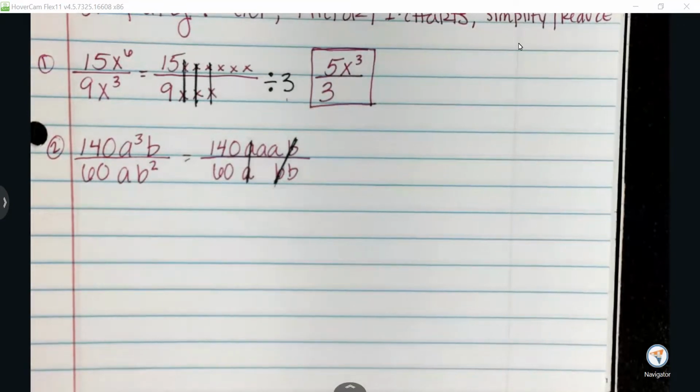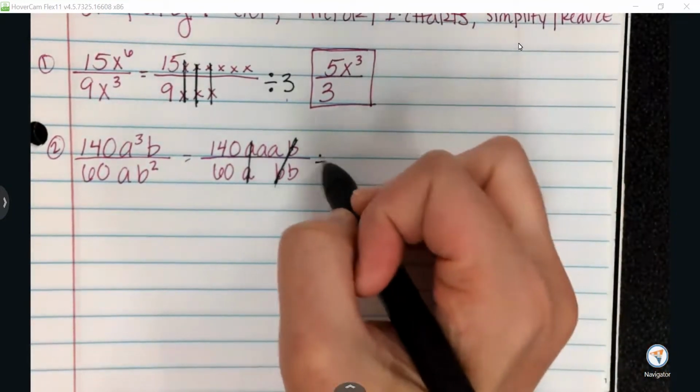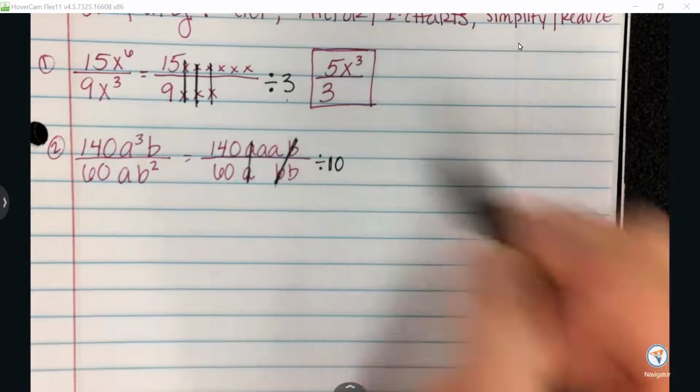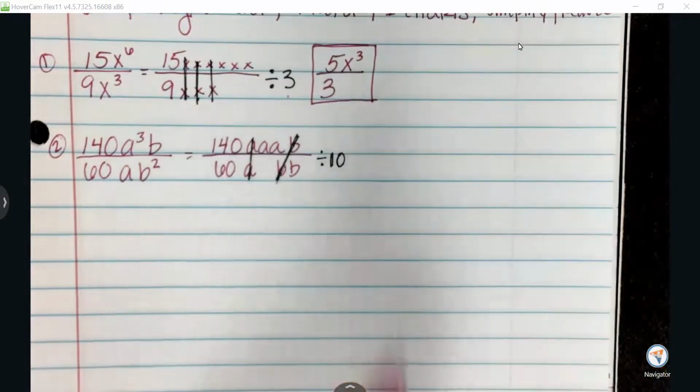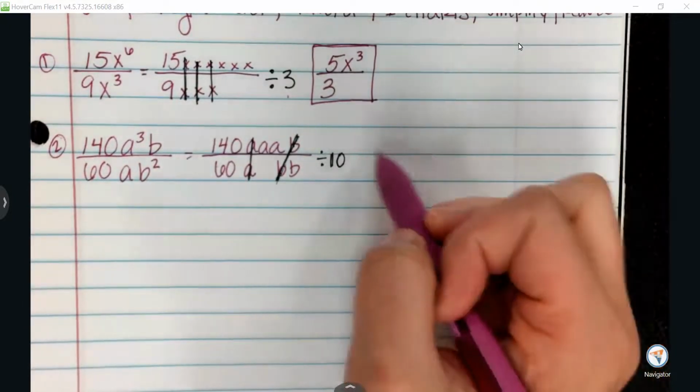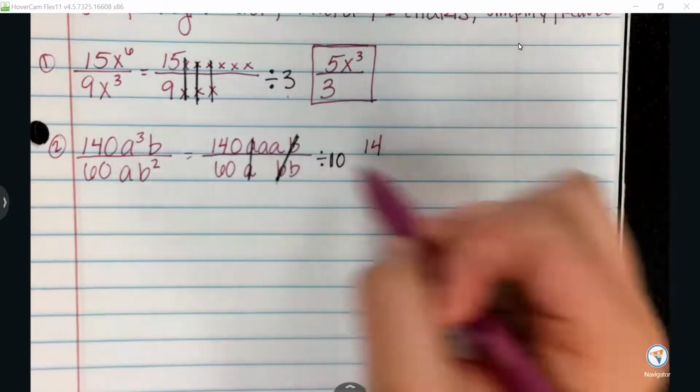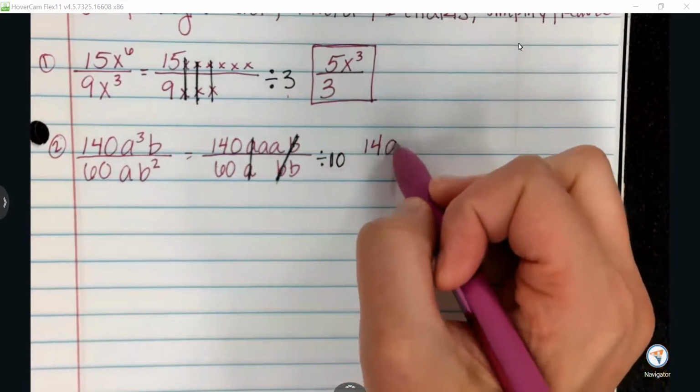I can do 2, I can do 4, I can do 10, I can do 20, I can pick any of those numbers. Let's just say 10 is what we thought of first. So I'm going to divide by 10. What is 140 divided by 10? 14. How many a's are on top? So that'd be a squared.